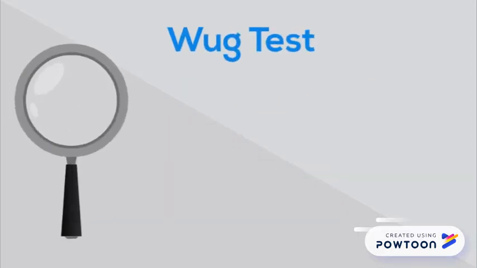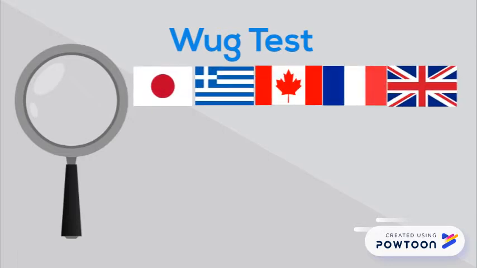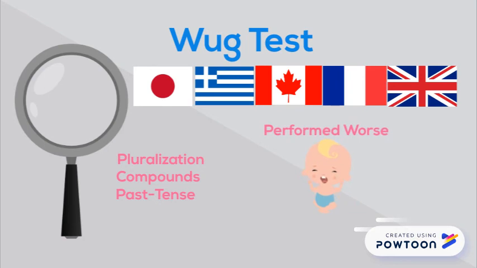This is seen in the WUG test of morphology, in which children across 5 languages were tested on morphological skills, including pluralization, compounds, and past tense. Findings found that, no matter in what language, children with SLI scored worse in every skill tested compared to their control group.